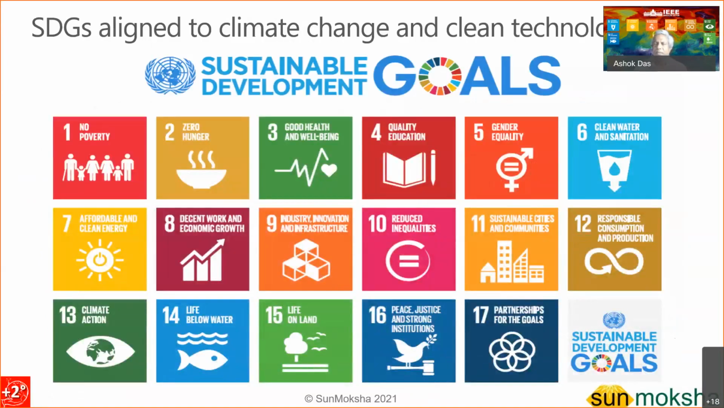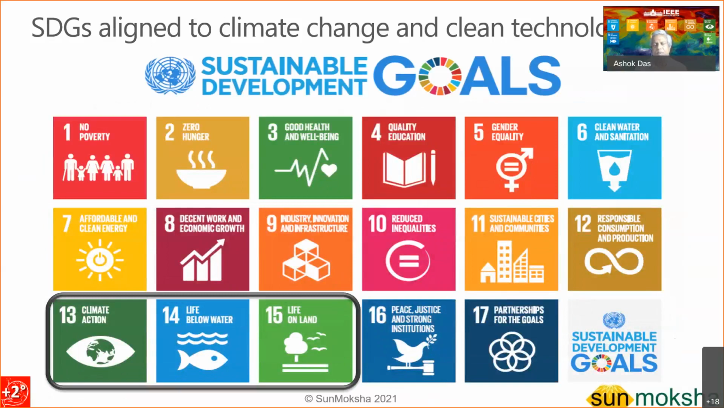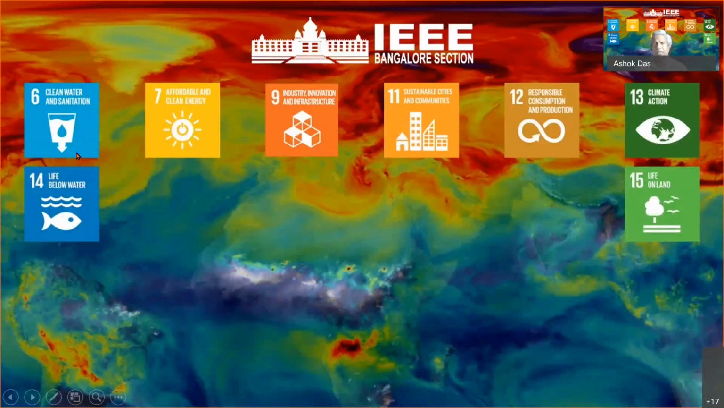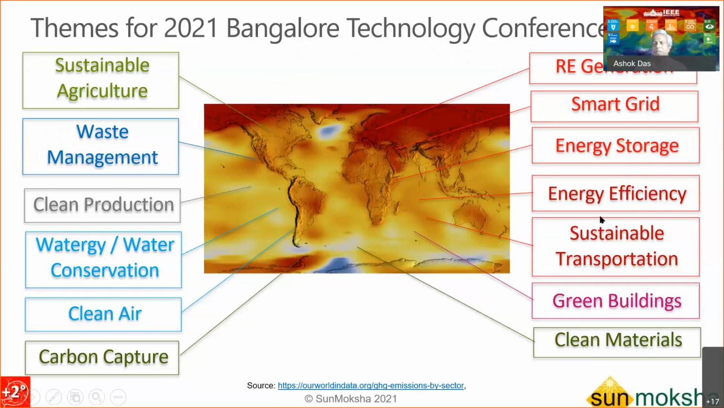There are certain SDGs that are aligned to climate change and clean technologies. Of course, climate action, life below water and life on land are key. The other SDGs in the clean tech area are water, 7, 9, 11, 12. So these are all SDGs that climate technologies need to address or are addressing. And that is what we are trying to focus on in this effort of Industry Connect's climate technology year, to make sure that we have good solutions and good technologies in these sectors being brought in. That will be the theme for our next BTC, which is in November, which Prashant pointed out. Thank you.